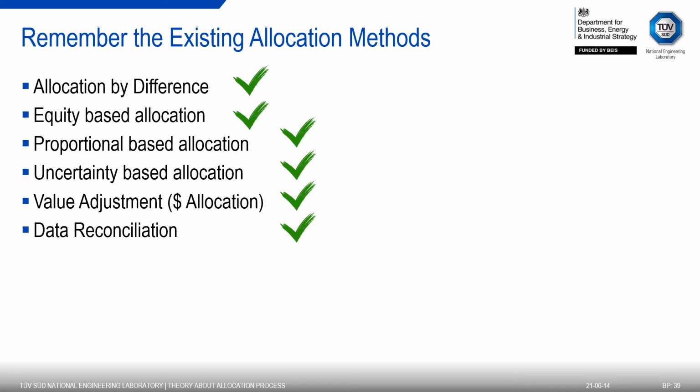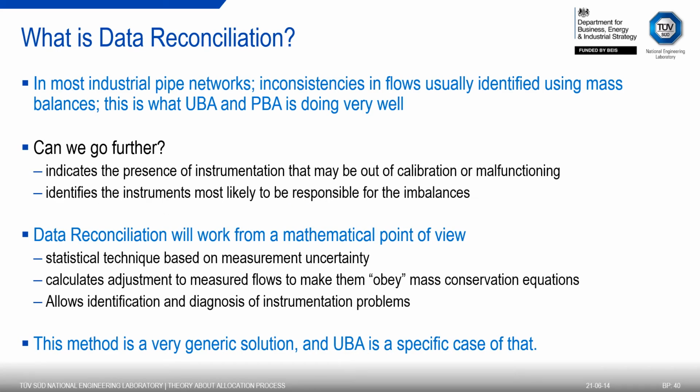Let's go to the final allocation method that we have here, which is the data reconciliation. What is data reconciliation? Up to now, we have seen the production-based allocation or the uncertainty-based allocation, but you may imagine that you want to go a bit further than that. You want to be able to understand the quality of your equipment. Does it work properly? Is it out of calibration? You want to look at where your imbalance is the highest. Up to now, we have been looking at the extreme cases. And here is the data reconciliation.